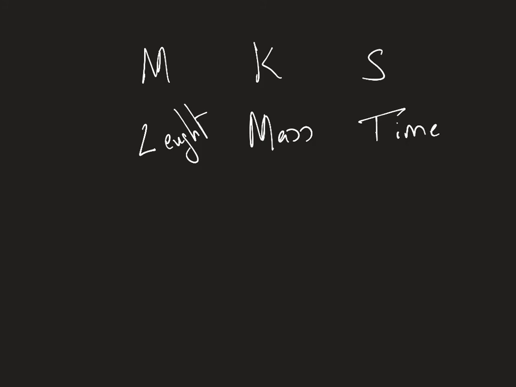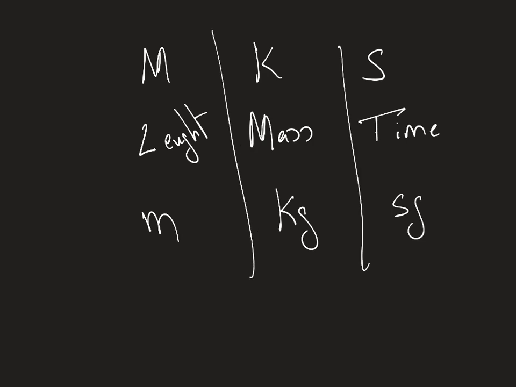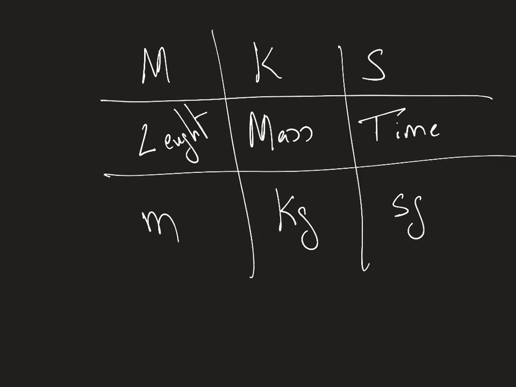So the MKS system is the system where the length is measured in meters, the mass is measured in kilograms, and the time is measured in seconds. This is the system that you have to be sure that you know, because all the equations have to be in this system MKS. All the data that we are going to use is a combination of meter, kilogram, and second. Okay, no problem for this part.